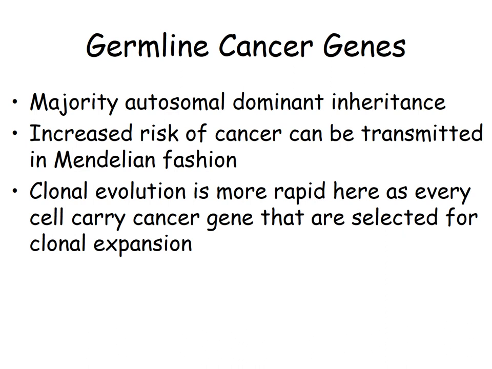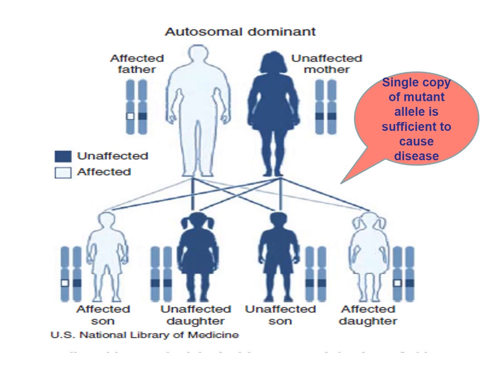And one mutated cell giving rise to more is known as clonal evolution. This is a unique feature of cancer cells. And here, the cells that carry cancer genes are selected for clonal expansion. So this shows that when the father is affected and married to an unaffected mother, what you find is even a single copy of the mutant gene is enough to affect the progeny with cancer, regardless of the gender in this case.